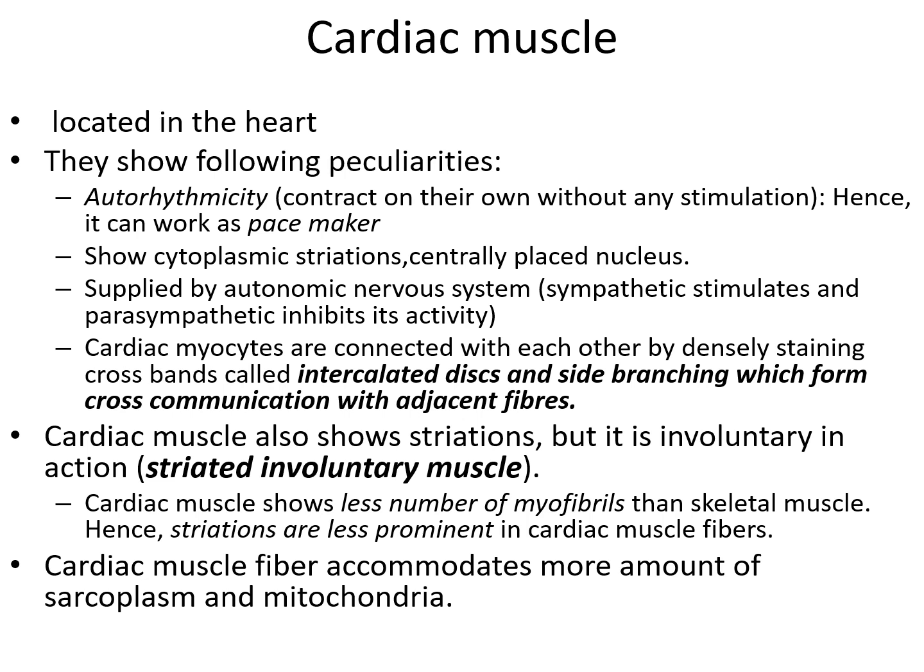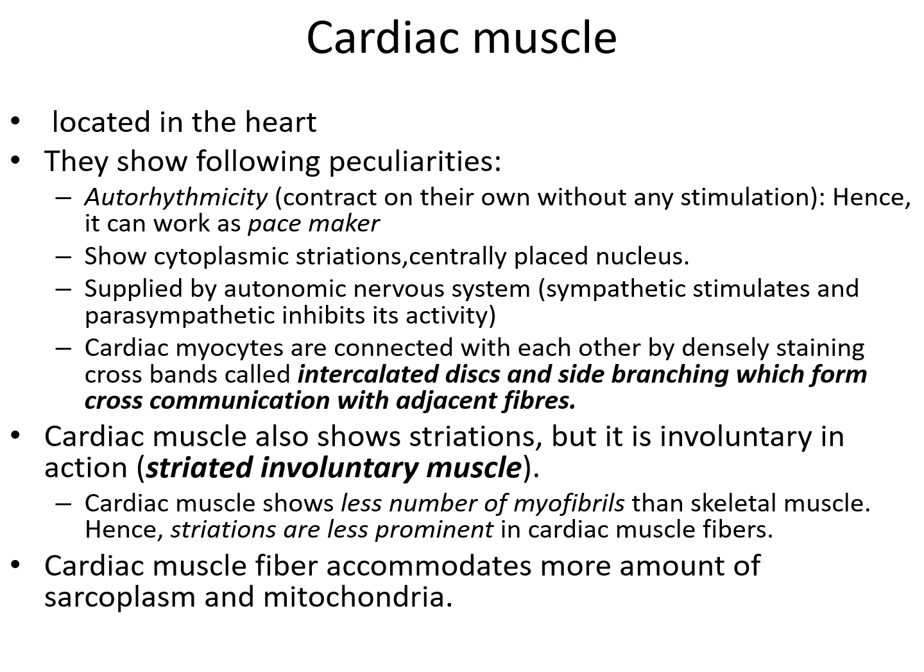It is mainly supplied by the autonomic nervous system, which includes sympathetic and parasympathetic components. So the sympathetic will stimulate the cardiac muscle and increase the heart rate, whereas the parasympathetic component by the vagus will inhibit the activity of heart muscles. Cardiac myocytes are connected with each other by intercalated discs, and they also show side branching. Then the cardiac muscles are thus striated involuntary muscles. They are striated because they show cross striations, and they are involuntary. The action of these muscles is not under voluntary control.